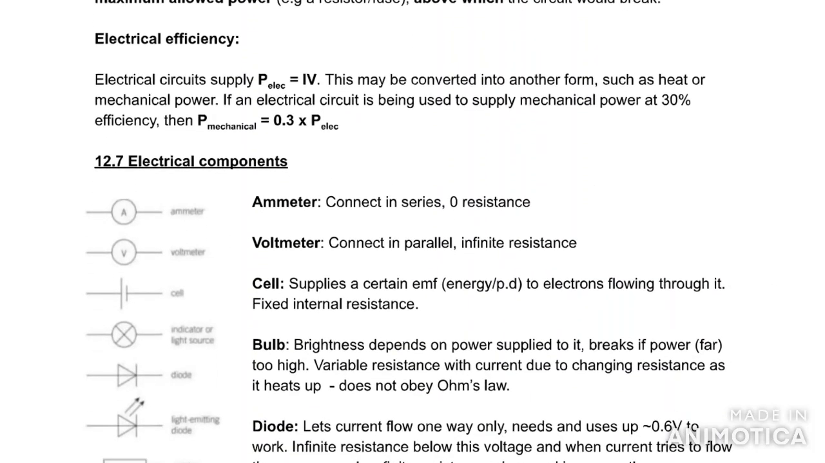Electrical efficiency, very easy. Electrical power is IV. If the circuit is being used to produce mechanical power, e.g. heat or lifting something up, and it's only 30% efficient, then it's worth writing down that the actual power that you're getting out of it, the useful power, is just the efficiency times the actual power being supplied.